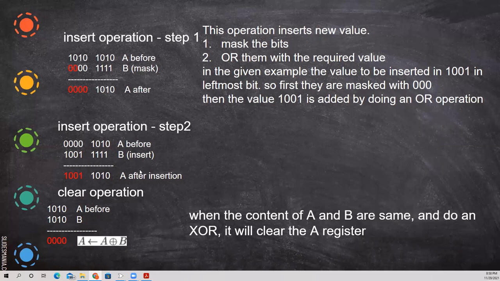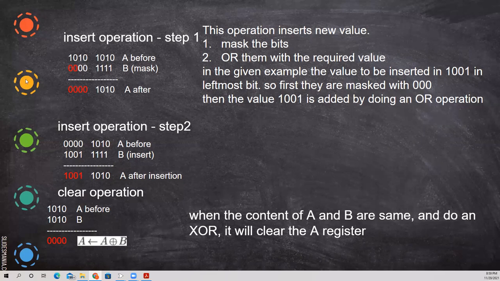So for that, two steps are there. First, we have to mask the bits. Whichever bits we want to change, we have to mask. So how to do the mask? Here, you apply 1s for the bits you don't want to change, and for the ones you want to change, you enter 0. Since it is an AND operation, wherever it is 1, it will not affect that value. It will be copied as such.